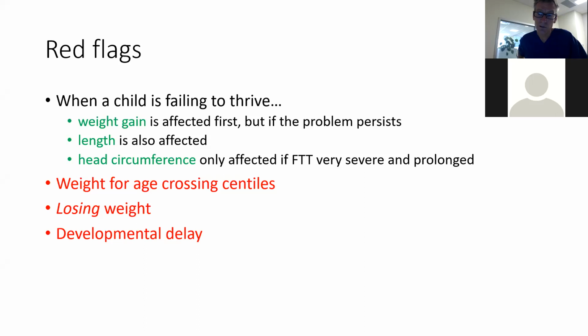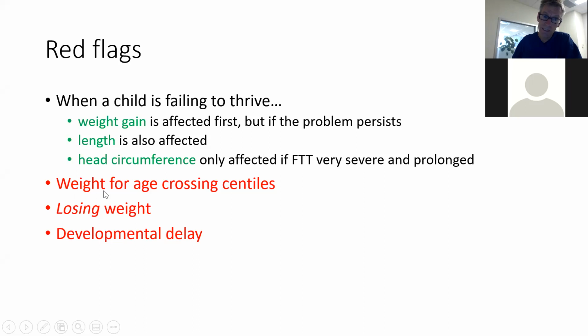When a child's failing to thrive, their weight gain is affected first, but if the problem persists, then their length is also affected. Wasting occurs before stunting, and then if that continues, then the head circumference is also affected, and the child's head will not grow. Now, sometimes the slowing of the rate of growth of the child's head can occur relatively earlier. So it is important that we measure weight and length and head circumference whenever we are concerned that a child is failing to thrive.